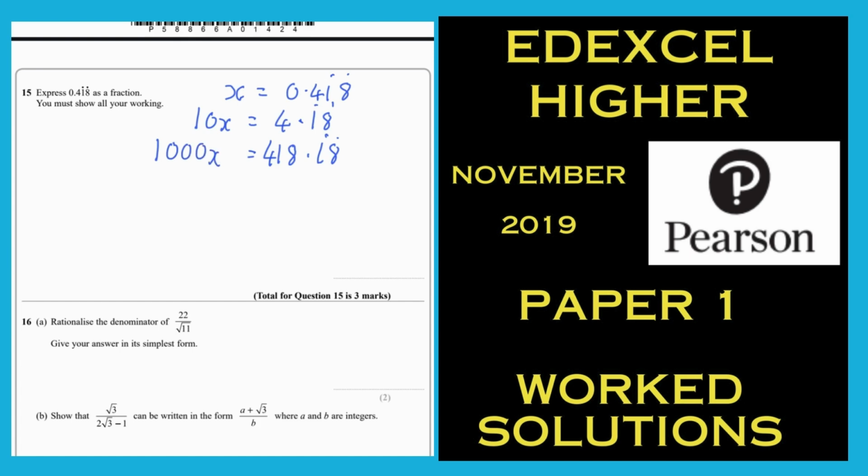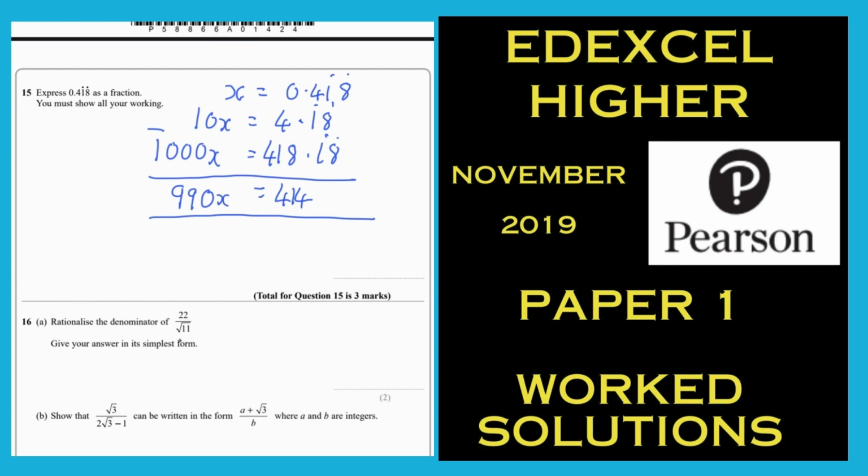So we get 1000x. Now I know some teachers that would say to you, just multiply it by 10, 100 and 1000 and see where you are. And there's nothing wrong with that. Absolutely fine. You just on this occasion don't need the 100x step. Bottom takeaway top, 990x equals 418 point a load of rubbish minus the 4. And all that rubbish cancels out.